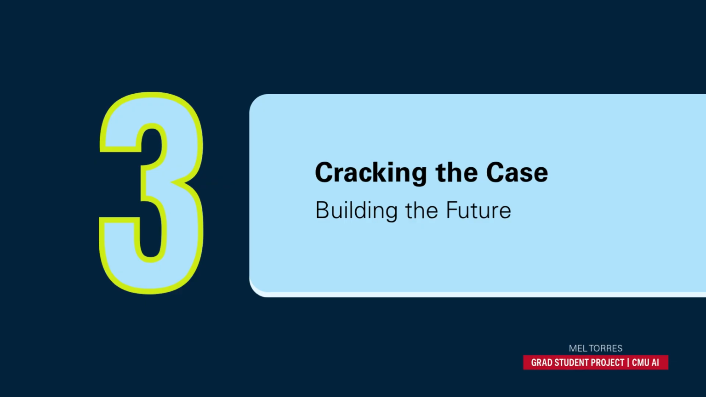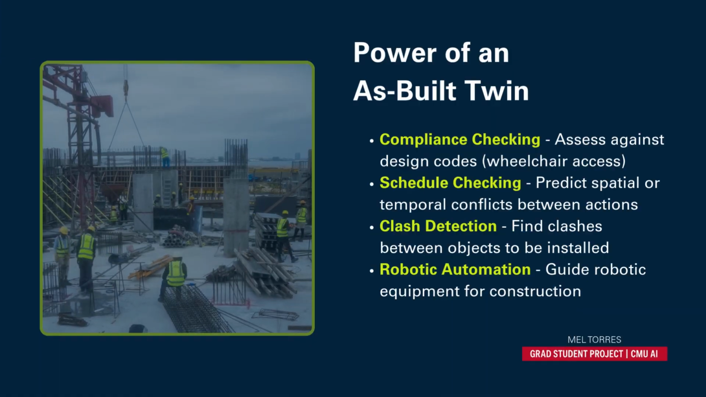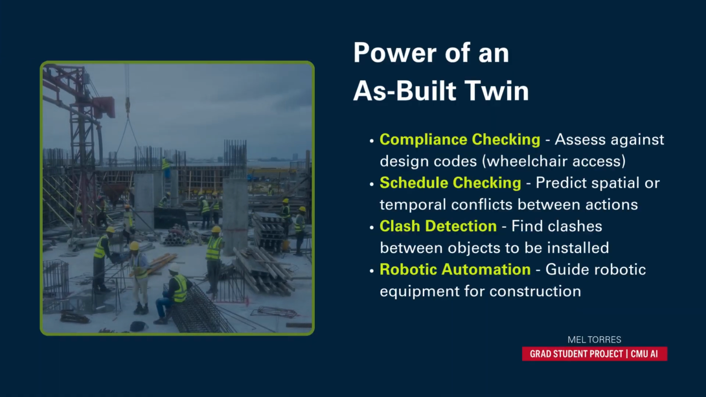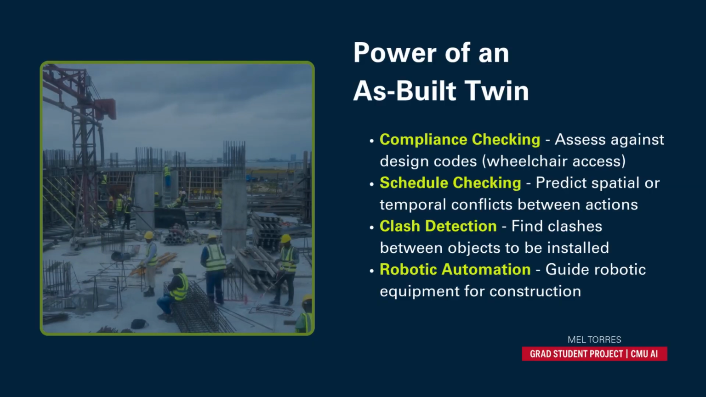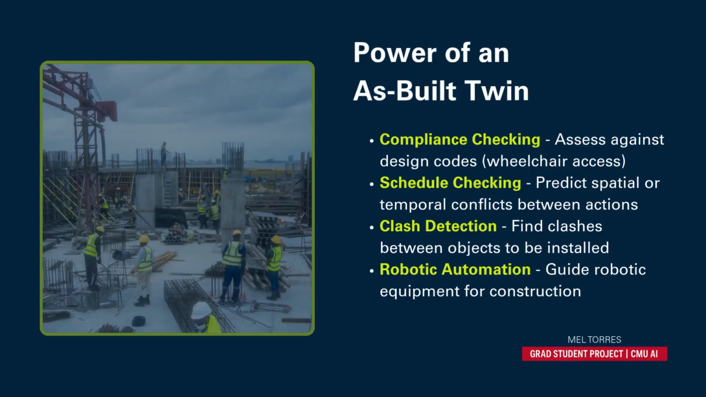Okay, so let's recap. Our sensors have collected all the evidence. Our AI controller has analyzed all the clues. The case is cracked. So, why does all this matter so much? What's the big deal? Well, because once you have this incredibly accurate as-built digital twin, you unlock a whole new world of analysis and automation. The possibilities are just huge.